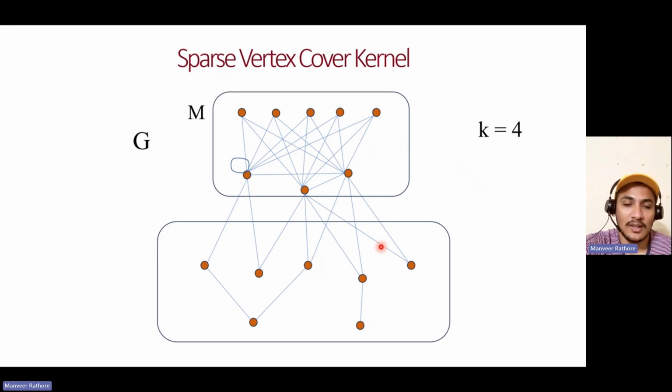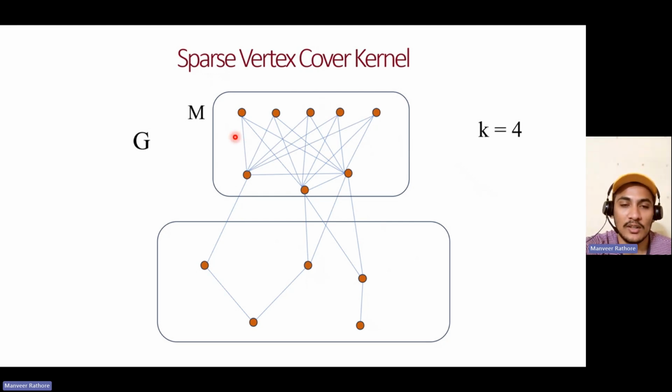After that, all the vertices in G minus M that have only neighbors in M, like these two vertices, we'll delete those two, and our graph will look something like this. After that, we will delete all the self loops that we have in our graph. So as you can see, we picked this vertex in M that had a self loop. We'll delete that self loop and not other edges, only that self loop. Now our graph will look something like this.